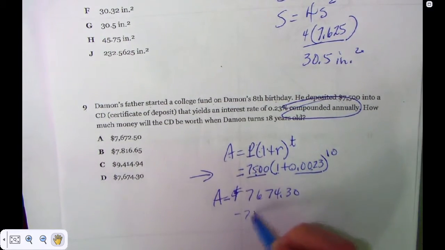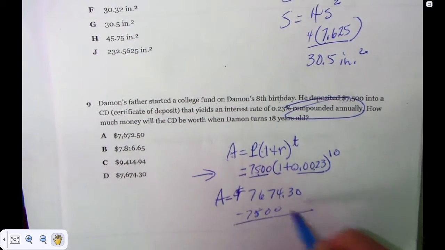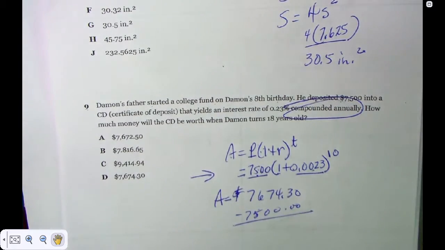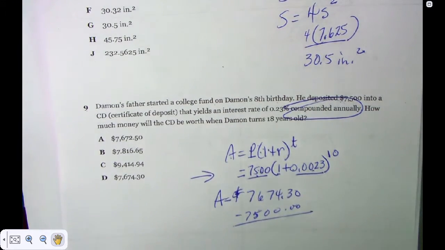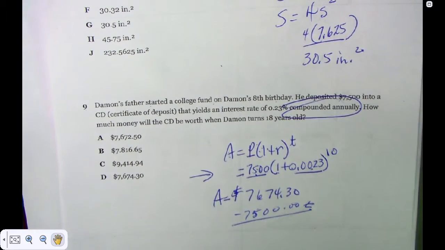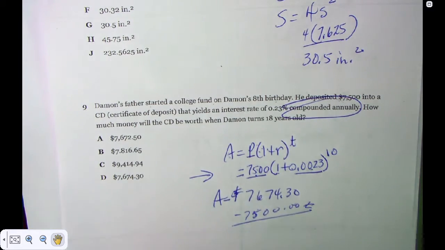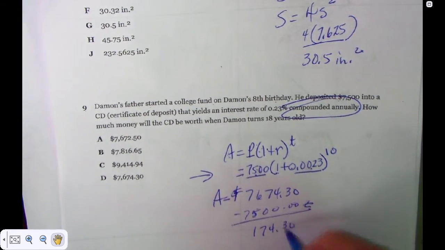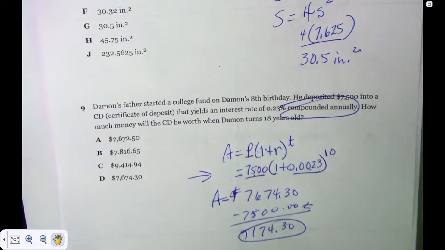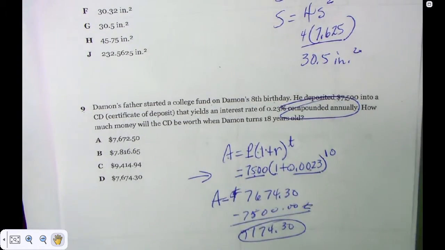You got to subtract the 7,500. Why are you going to subtract the 7,500? Because that's his money that he put in there. The bank didn't give him $7,500. He put $7,500 in there. That's his money. They gave him what was left out of that money. So he earned what the bank gave him. He didn't earn $7,500. He earned $174.30.